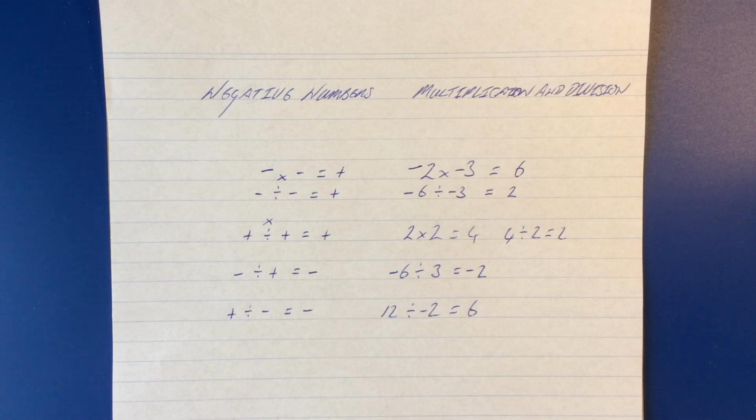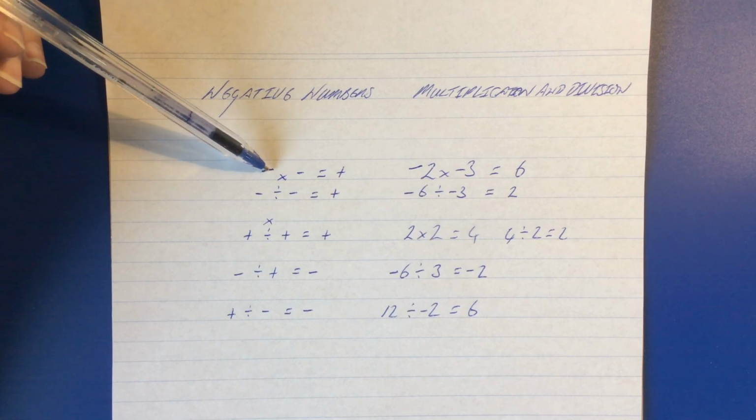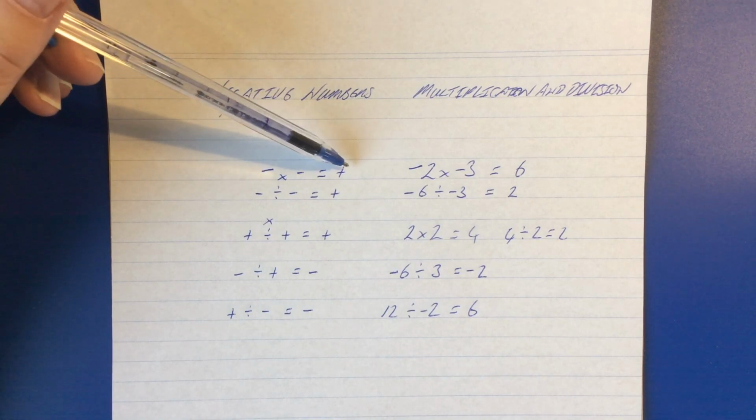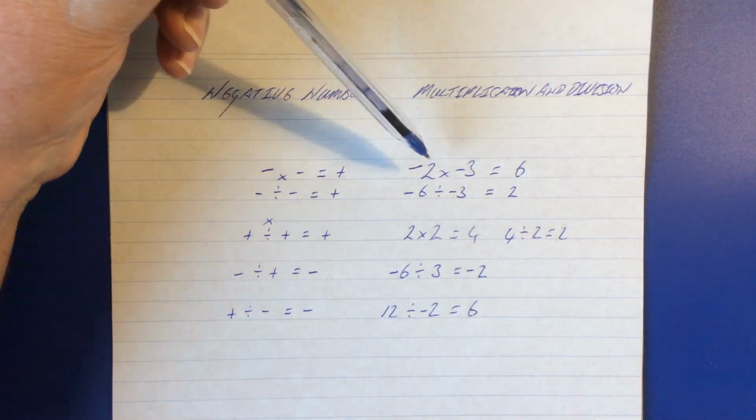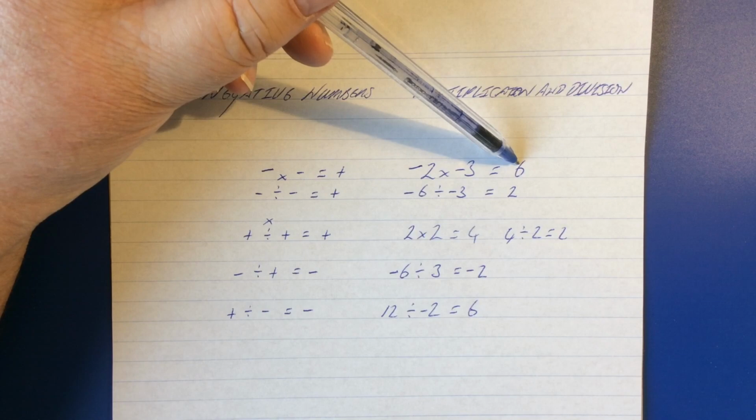Okay, so let's start out. So here we have a rule. A negative times a negative gives us a positive. So negative 2 times negative 3 equals 6.